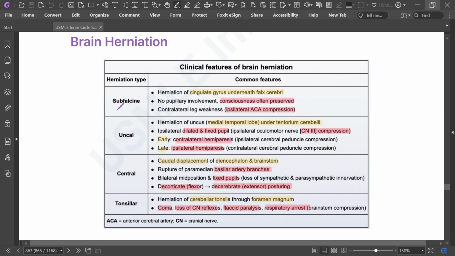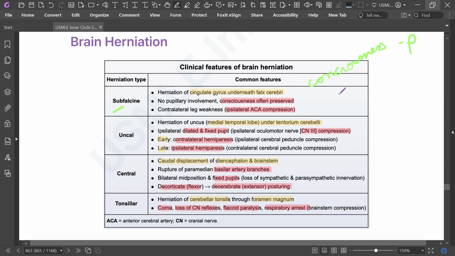Subfalcine herniation means herniation of the cingulate gyrus. There is herniation of the cingulate gyrus under the falx cerebri. There is no pupillary involvement and consciousness is often preserved. In this patient with subfalcine herniation, consciousness is preserved.